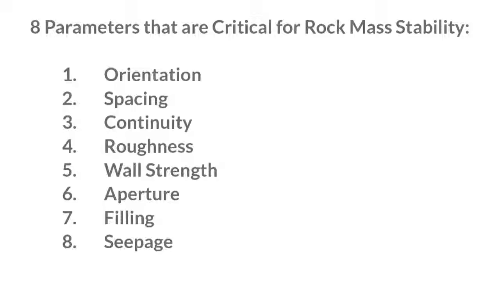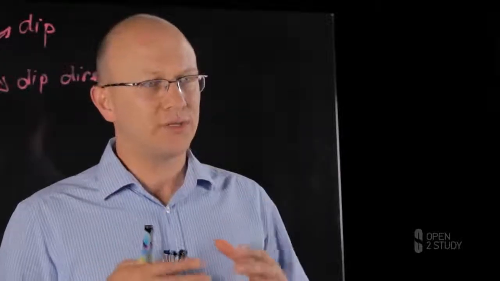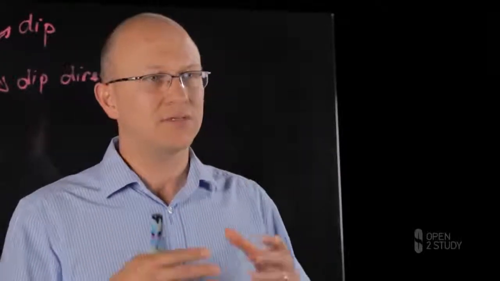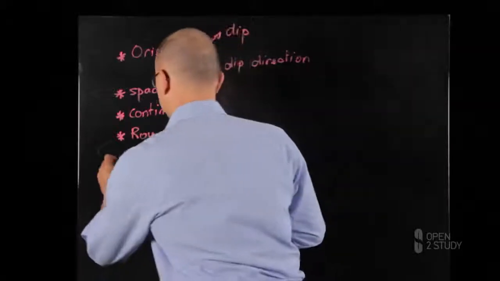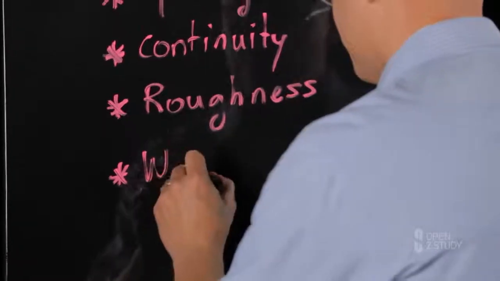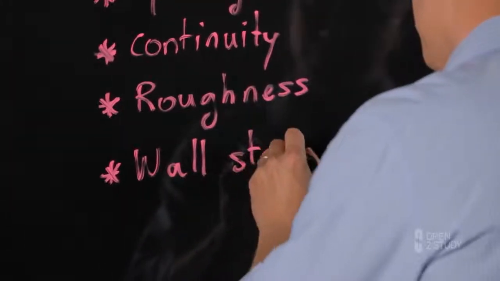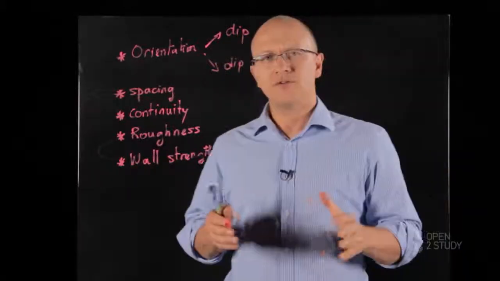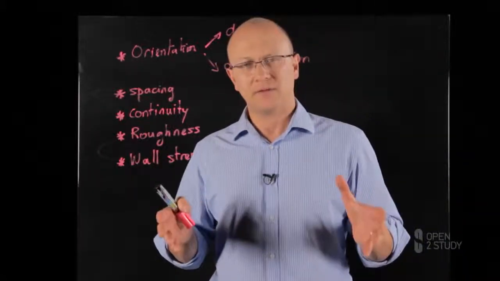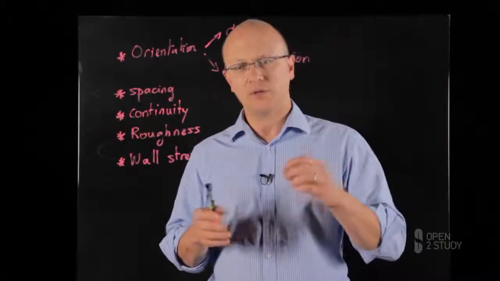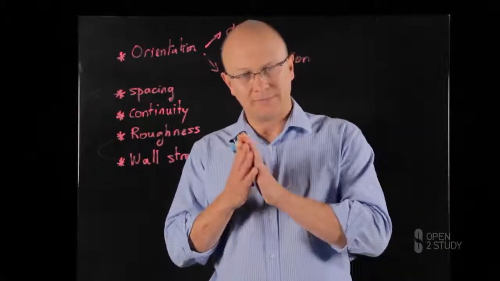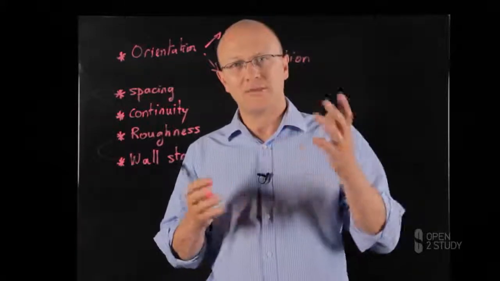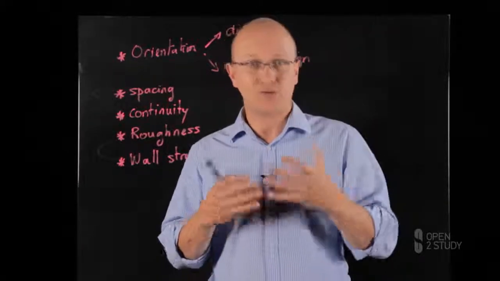The fifth parameter is the wall strength. Wall strength is an important parameter because it contributes to the shear strength of the discontinuity, and has to be quantified. It's quantified usually by an indirect method called the Schmidt hammer, where a steel ball is bounced against the rock and the height of the rebound is measured, and the higher the rebound, the stronger the rock.